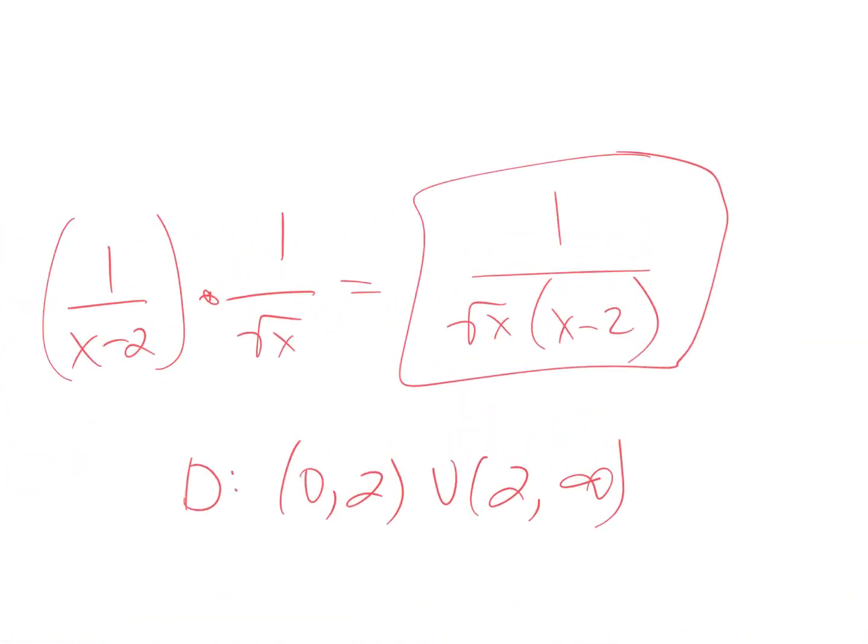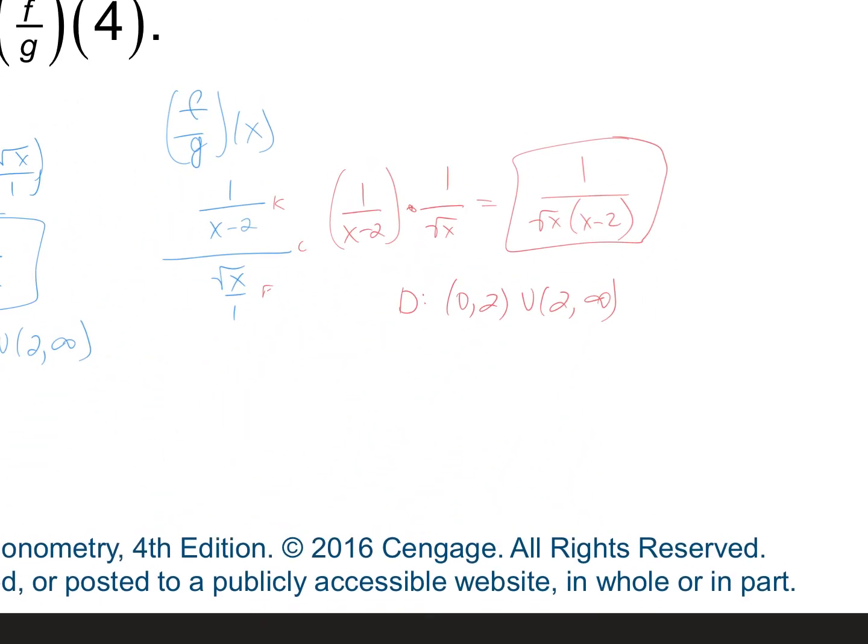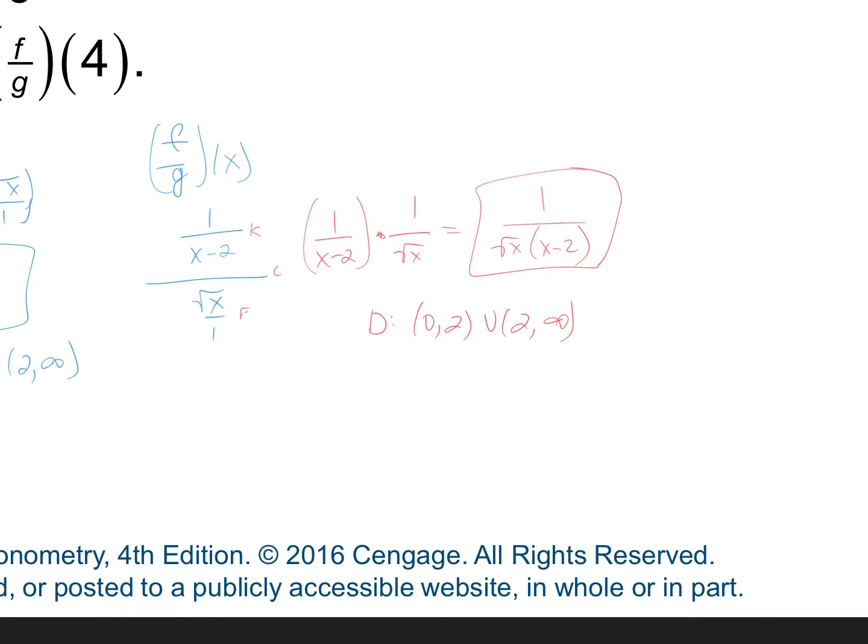Because can you take the square root of 0? Yeah, you can. What is it? 0. Can 0 be in the denominator? No. So it changes a little bit. Good, very good. It's good critical thinking there, girls. Very good. That's hard.